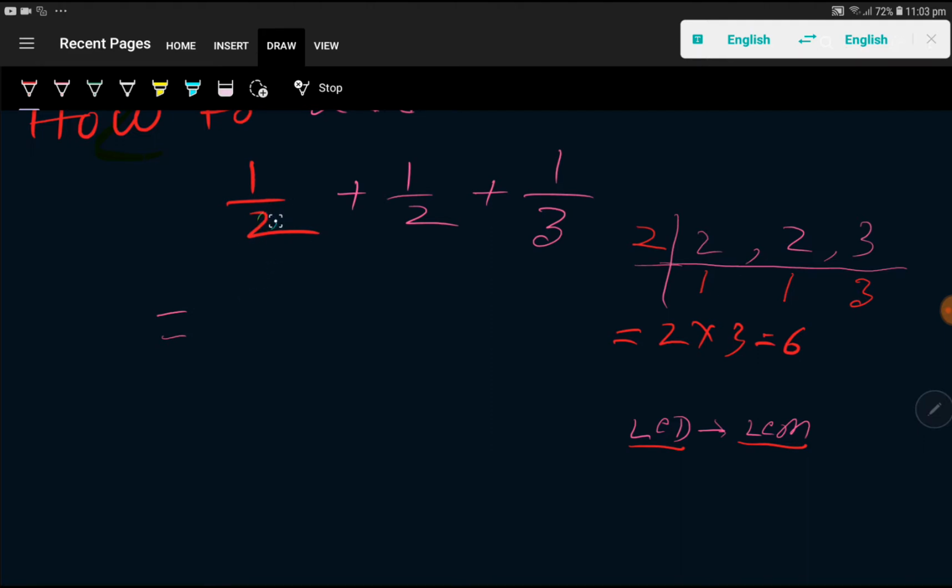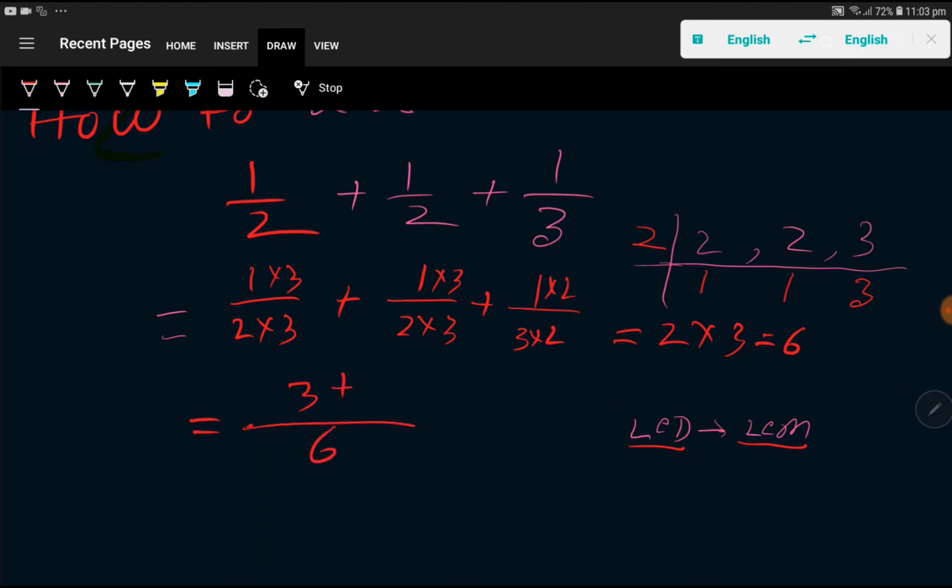So to make this 2 to 6, what can I do? I'll multiply by 3, right? And here to get 6, I will multiply by 3, and here to get 6, I will multiply by 2. So this is very simple, right? 3 plus 3 plus 2, that is 8 over 6, that is 1 and 2 over 6, and this is the answer, right?